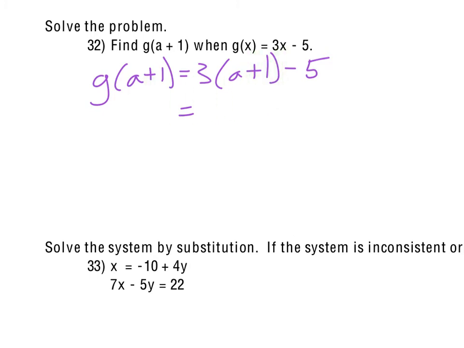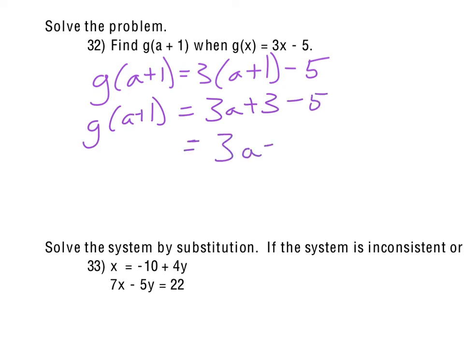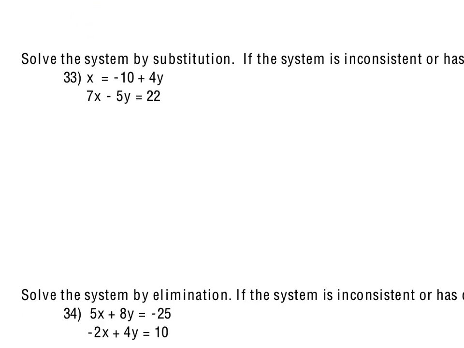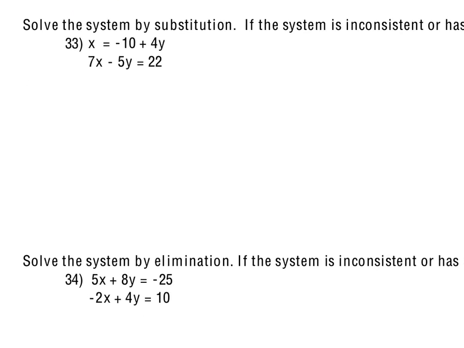So we simplify that. We would start by distributing that 3, and then we would combine the 3 and the 5, so we get 3a minus 2. So that's what g of a plus 1 equals. It equals 3a minus 2. All right, then we'll get to our last two questions, solving systems of equations.